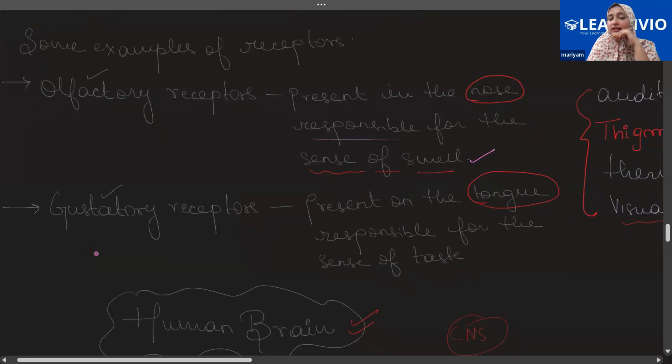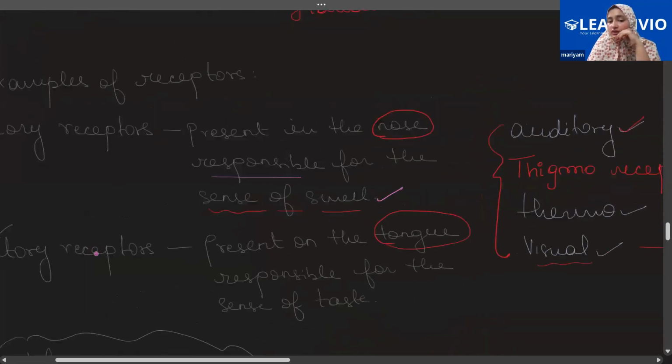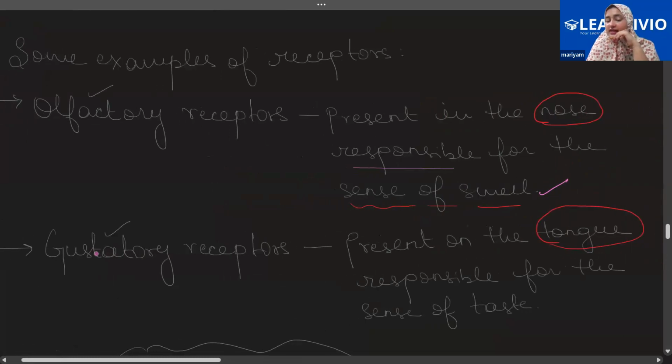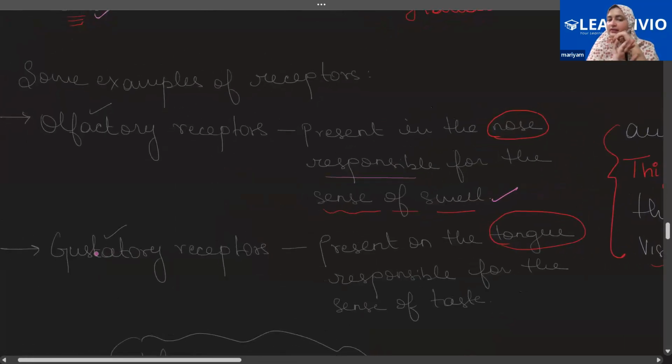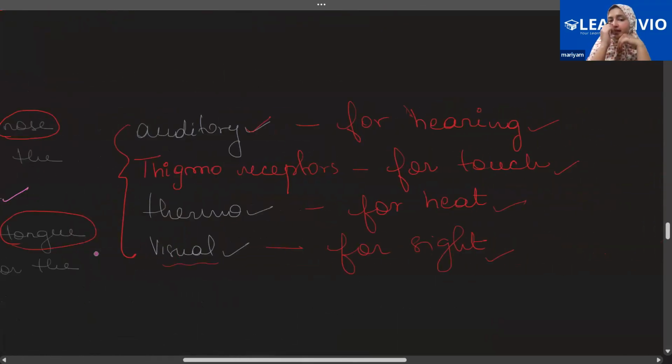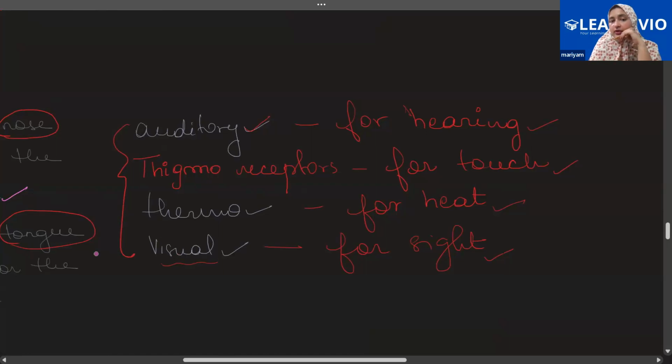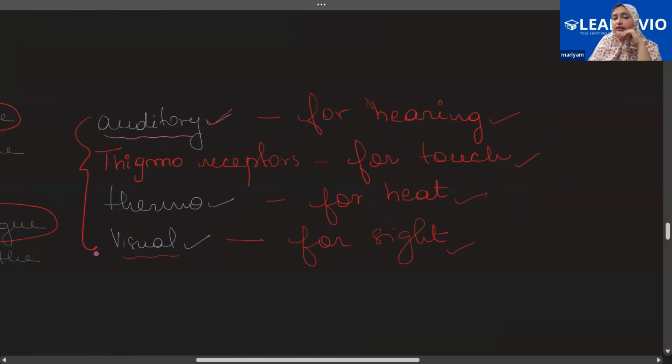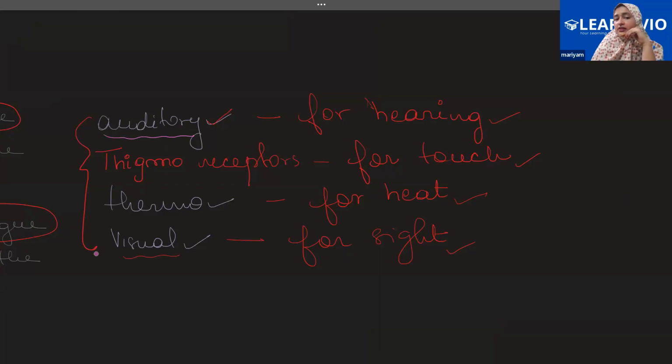It is responsible for gustation. They are present on the tongue and they are responsible for the sense of taste. The taste buds also come in this, the gustatory receptors. Then, apart from these, there are some other receptors present in our body, such as the auditory receptor, which is responsible for our hearing, the thigmoreceptors, which are responsible for touch, thermoreceptors, responsible for the sense of heat, like change in temperature, and the visual receptor, which is responsible for the sense of sight.